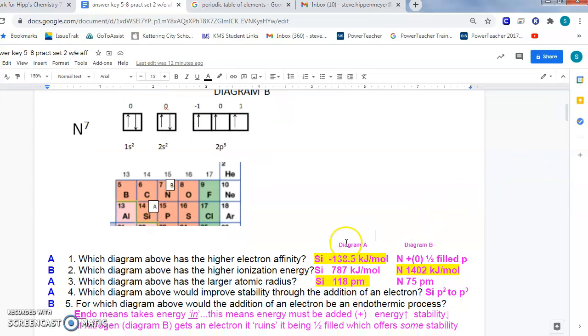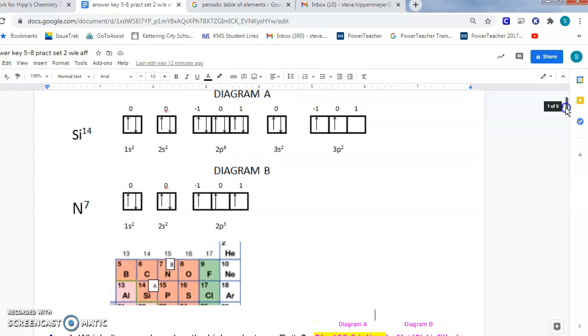First question, which one has a higher electron affinity? In other words, who needs the electron more? Who needs the electron more? Well, nitrogen and silicon. Let's take a look. Does nitrogen even want another electron?